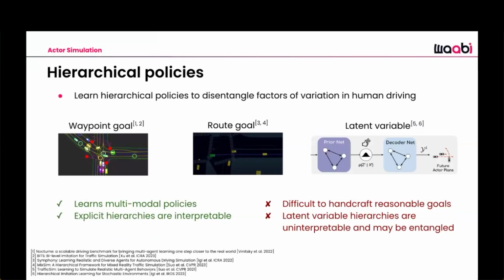One popular approach is to learn hierarchical policies to simulate actor behaviors. This approach builds on the intuition that human driving is intentional. By explicitly disentangling the high-level goals of the behavior from its low-level controls, we can potentially learn policies that better cover the main sources of multimodality in human driving. For example, we can learn policies that model a latent variable indicating the goal of the driver, or we can learn more explicit hierarchies using waypoint goals or route goals to model the most salient sources of diversity in human driving. And this approach allows us to generate diverse multimodal simulations of how a scenario would evolve over time. However, trying to learn this hierarchy in an unsupervised fashion often leads to uninterpretable or entangled latent spaces. And explicitly designing hierarchies can be difficult to get right.